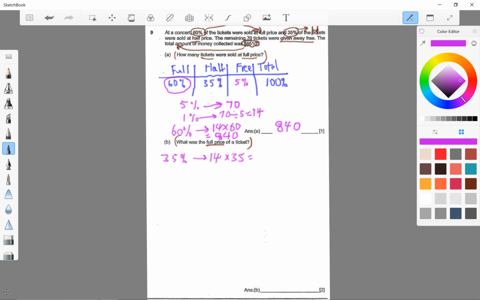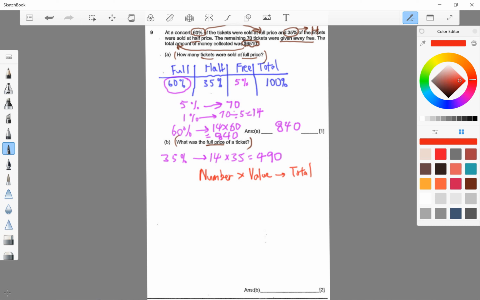And this leads us to 14 times 35 will be 490. Okay, 490. So now that I have obtained the two important numbers, 840 and 490, I can proceed to draw my number times value table. So number times value gives us the total. So number times value, arrow total.